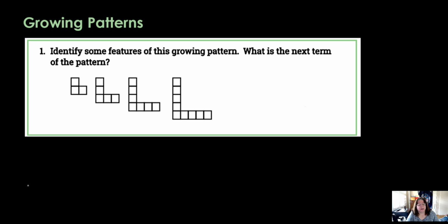Well, let's take a look at the pattern. What are some things that you notice? When it says identify some features of this growing pattern, that means what do you see? So I encourage you to jot down, in your journal, what you are seeing when you look at the pattern. And I'm going to write some things that I see.